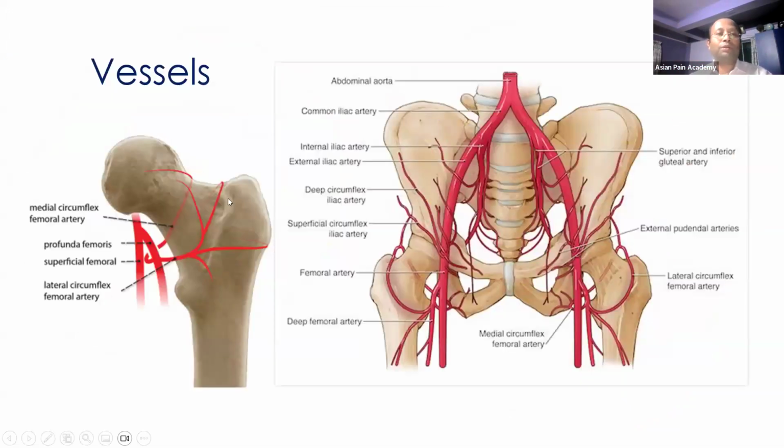Some vessels are important. If we see the femoral arteries, the biggest artery is the profunda femoris artery, and from there multiple circumflex vessels come. These are the lateral circumflex, medial circumflex and anterior circumflex vessels. Just in front of the neck of the femur there are some circumflex arteries.